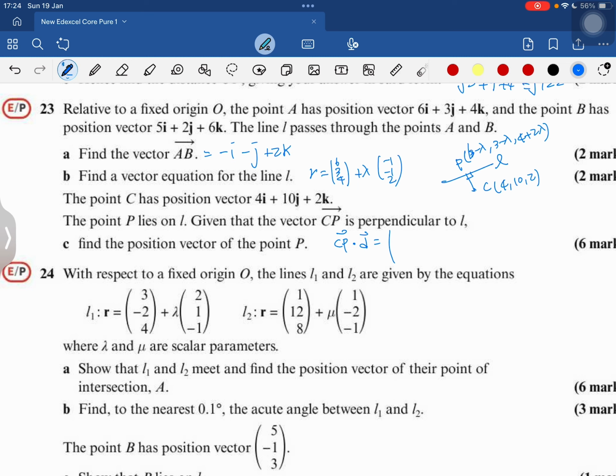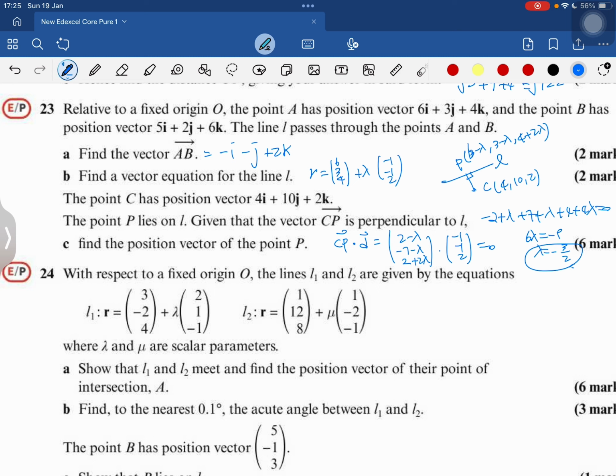So CP, P minus C. 6 minus lambda minus 4, which is 2 minus lambda. 3 minus lambda minus 10, negative 7 minus lambda. 4 plus 2 lambda minus 2. So 2 plus 2 lambda dot direction vector of negative 1, 2 should be 0. So 2 plus lambda plus 7 plus lambda plus 4 plus 4 lambda becomes 0. 6 lambda becomes negative 9. Lambda equals negative 3 over 2.